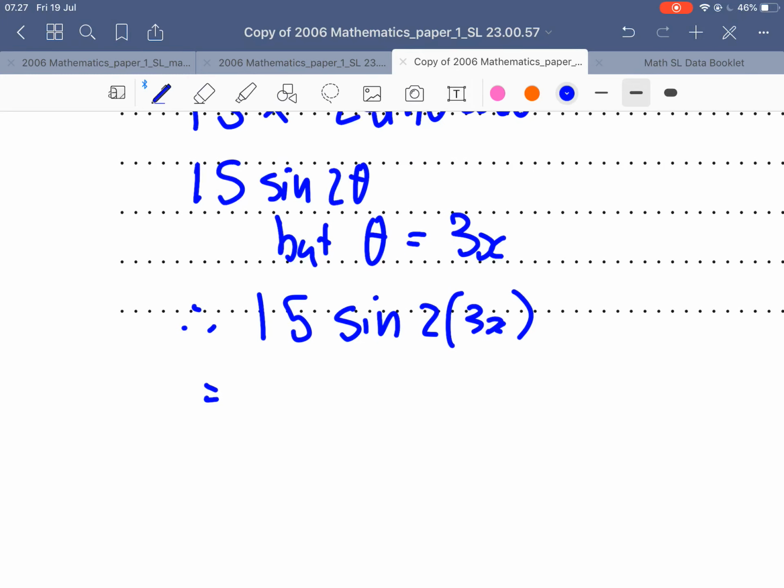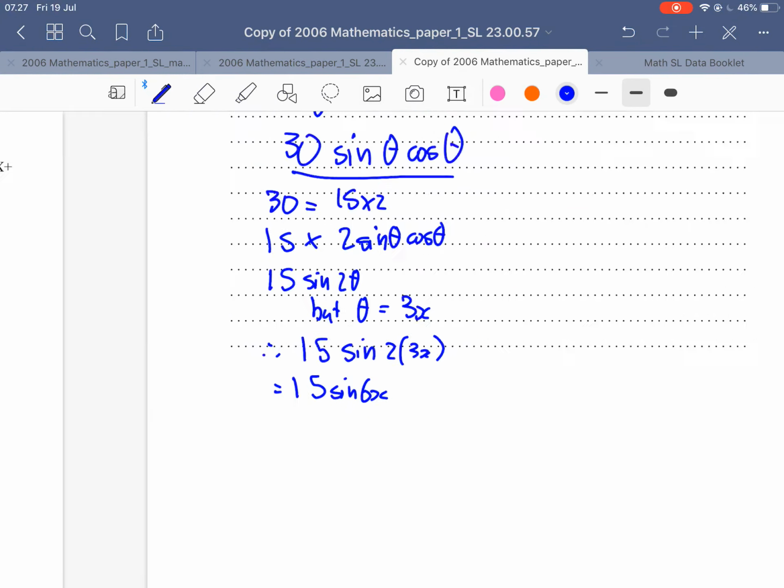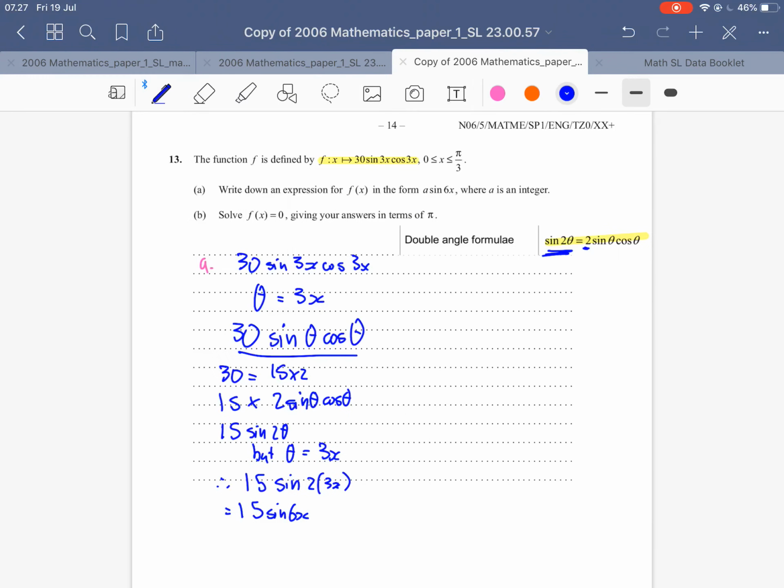Therefore, the equation equals 15 sine 2 times 3x, so I get 15 sine 6x. That's for that equation. Now it asks to solve f of x equals 0, and to answer in terms of pi. So we have f of x.